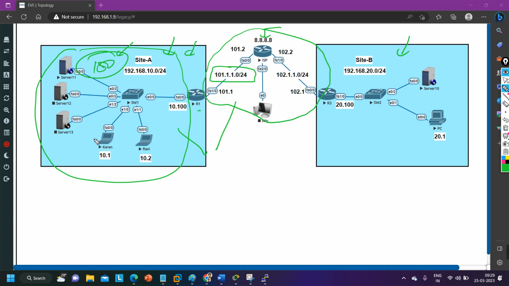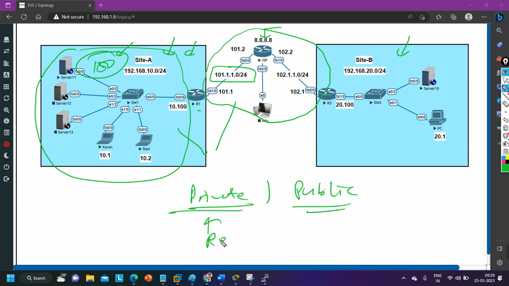So if I configure public IP addresses on all machines, definitely NAT is not required. But guys, we have a shortage of IPv4 addresses. We don't have enough IP addresses to configure one on each machine in the entire world. So that's why IPv4 addresses are divided into two parts: private and public. Private IP addresses can be reusable.